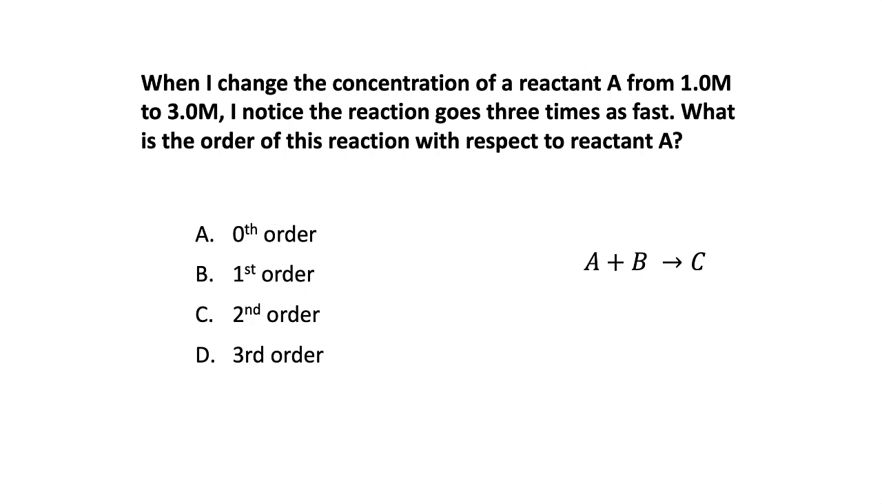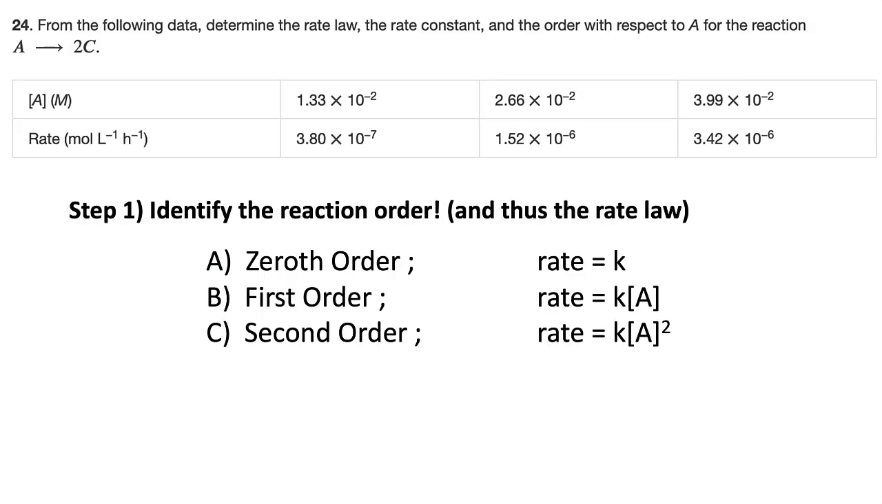All right, hopefully you've had some time to put down an answer. It would indeed be first order because what we see here is that the concentration is going from 1 molar to 3 molar, so a tripling. And when we triple the concentration of A, the reaction rate also triples. Therefore, the relationship between the rate and the concentration of A is that 1-to-1 ratio. What happens to the concentration will be reflected in the rate, and we have a first order reaction.